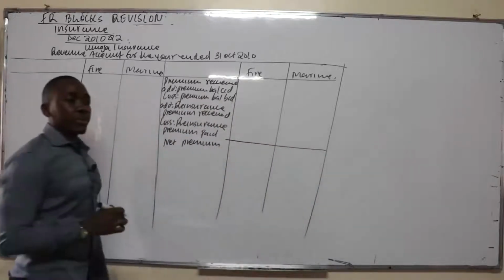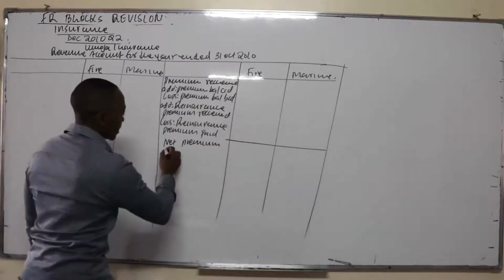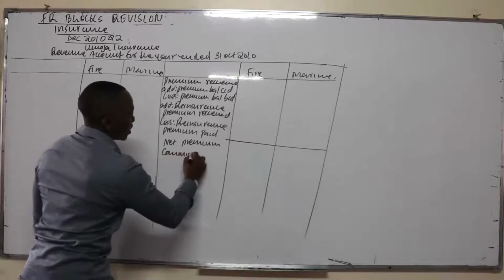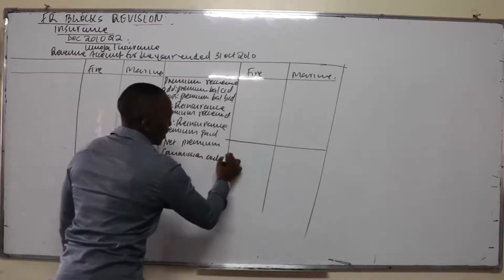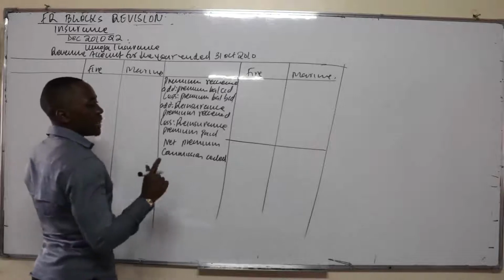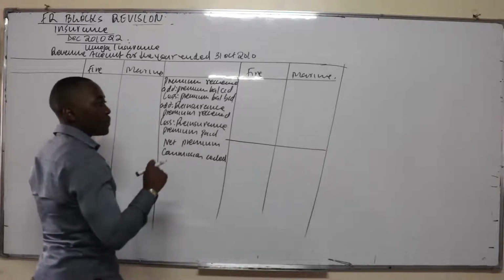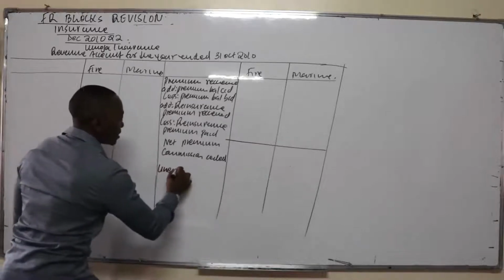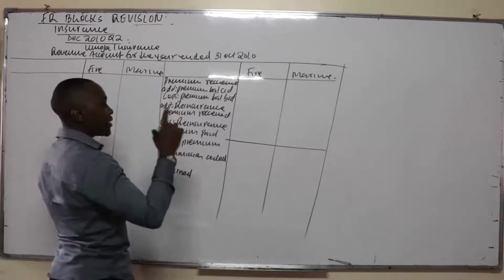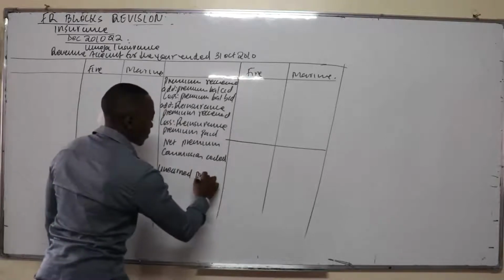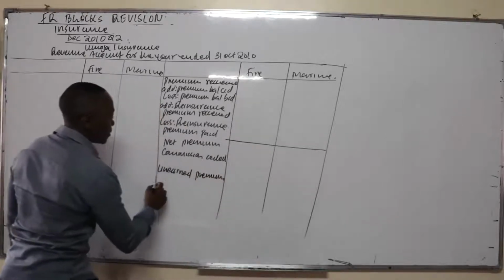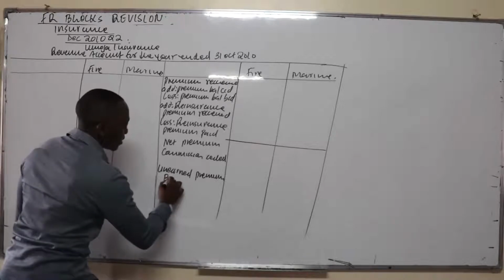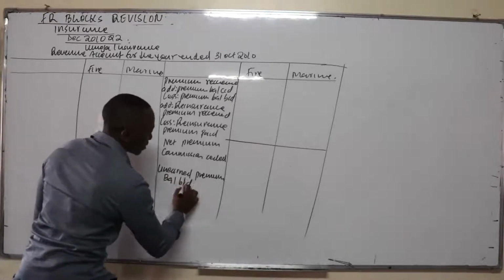Once you get your net premium, you bring other incomes such as commission ceded, and also you factor in the unearned or unexpired premium reserve balance brought down. So it's called unearned or unexpired risk premium, unexpired, unearned premium balance brought down.